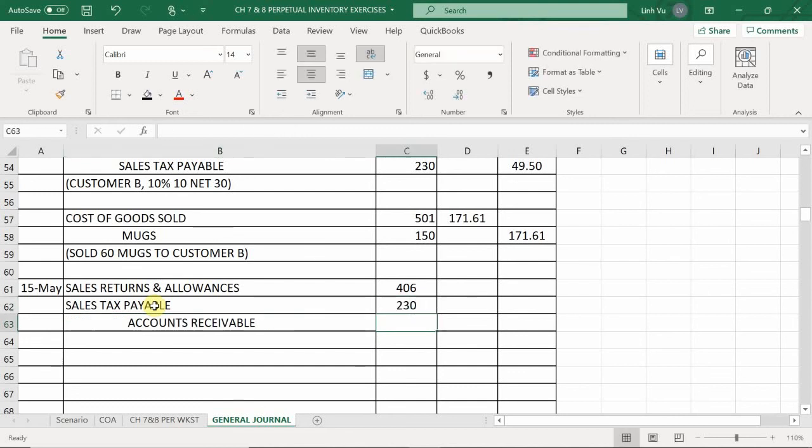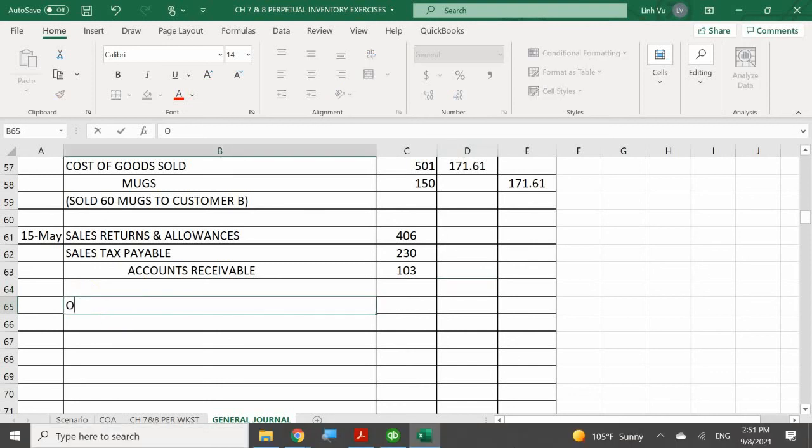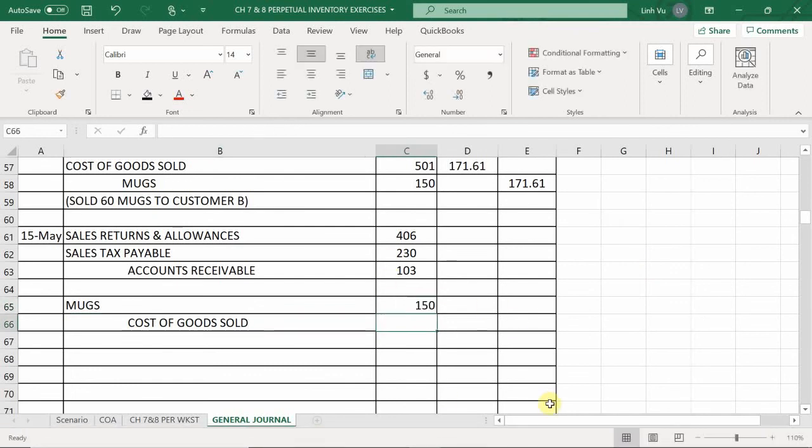Then the inventory, so you put it back. Yes, we also have to put back the items in inventory, which in this case is mugs, and we're going to reverse the cost of goods sold. So, again, inventory is 150, cost of goods sold is 501.